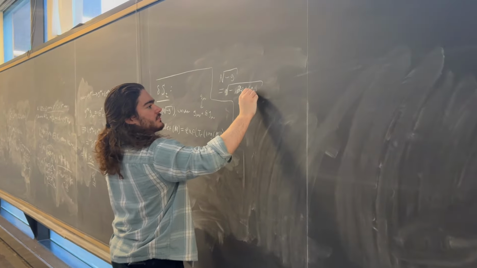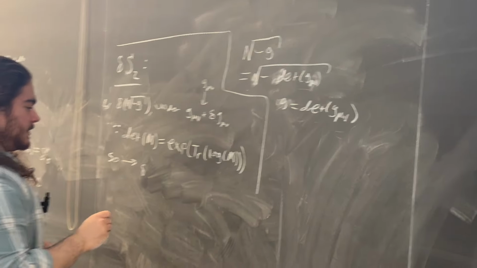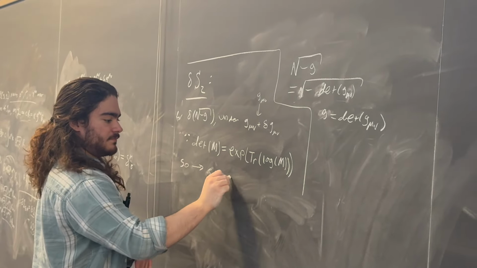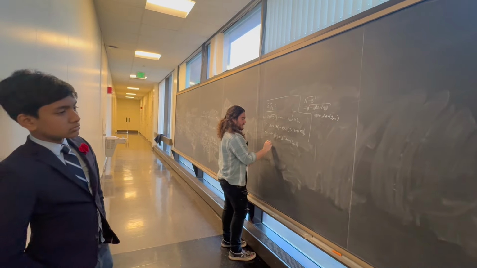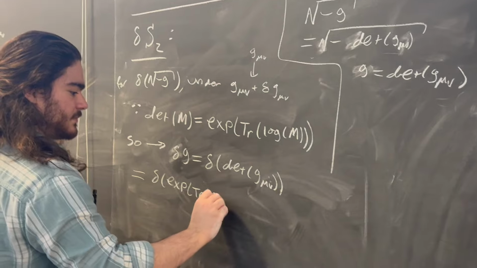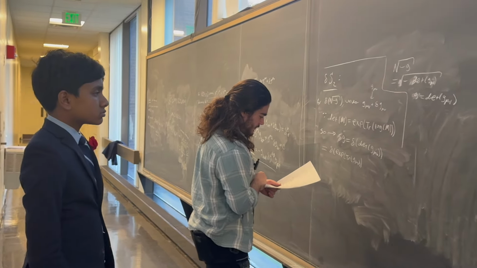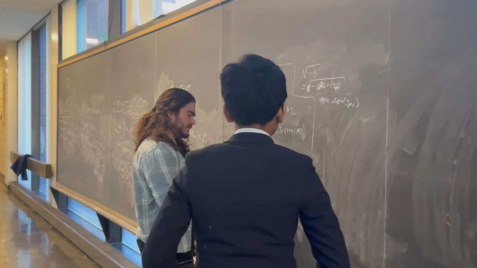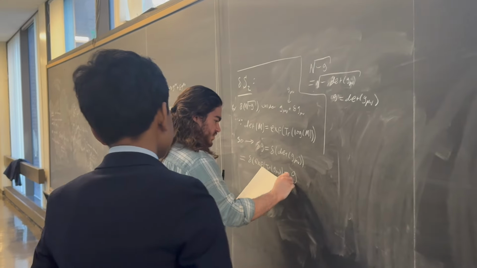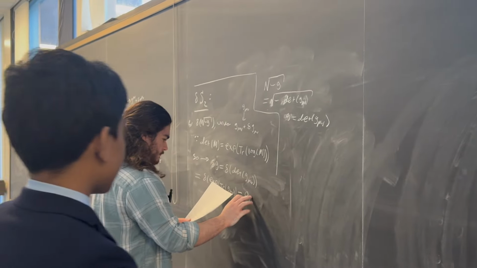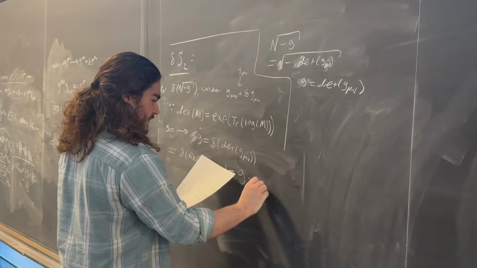We say that lowercase g without any indices is equal to the determinant of g mu nu. So the variation of the determinant of g is equal to the variation of the exponential of the trace of the log, because of this relation right here. If you Taylor expand this, you can take out a g. And that's the determinant of the metric. And you have this variation of the trace of the log.